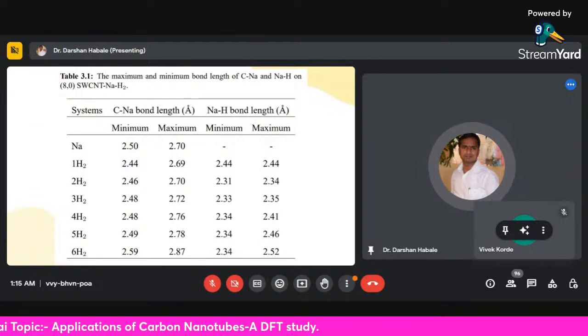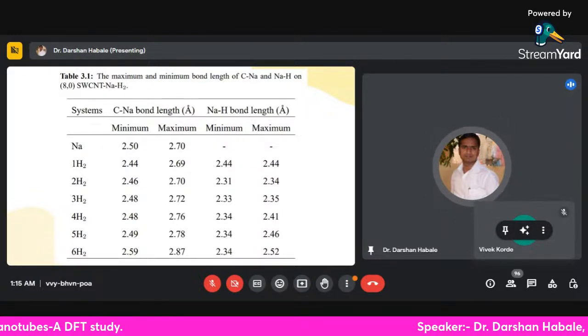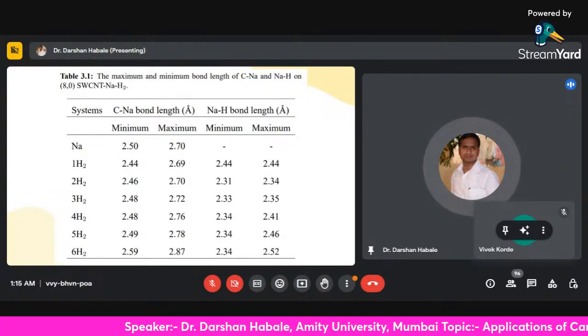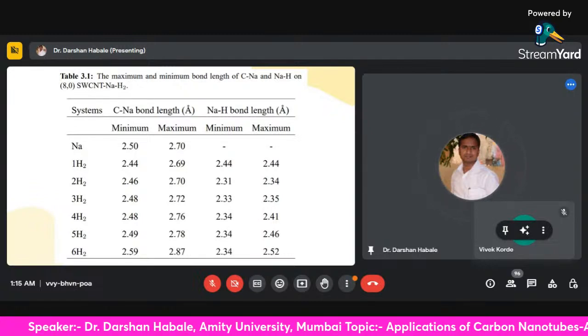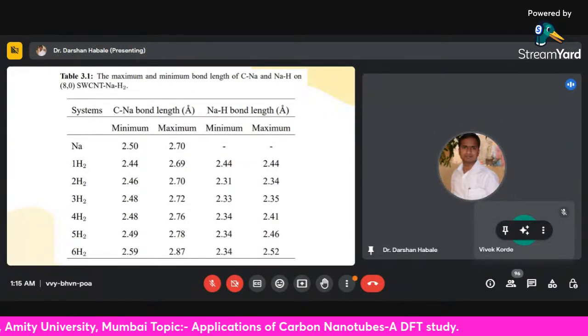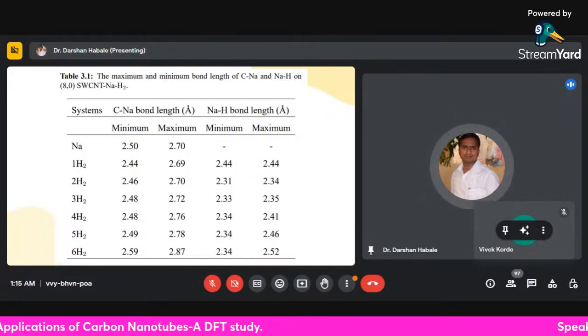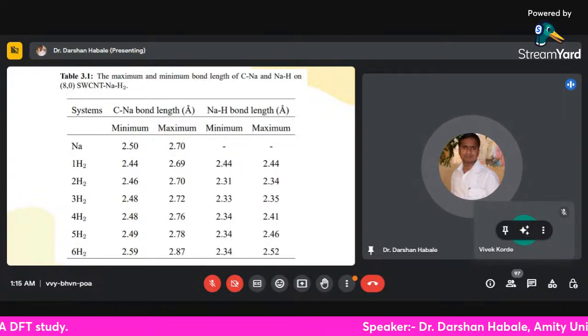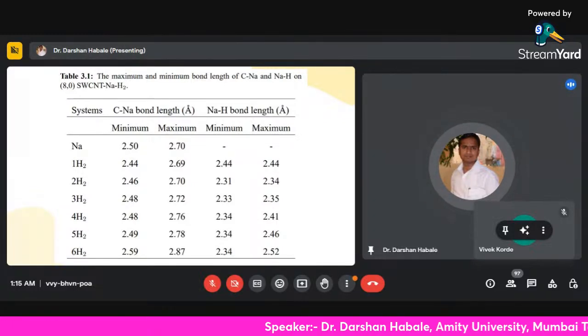Okay, if you keep increasing the hydrogen molecules, 1, 2, 3, 4, 5, 6, there is no such change between the carbon and sodium bond length. The bond length varies from a minimum of 2.50 to a maximum of 2.7, and 2.7 to 2.8. These are the different bond lengths. Why are the bond lengths maximum and minimum? Because of the curvature nature of the carbon nanotube.